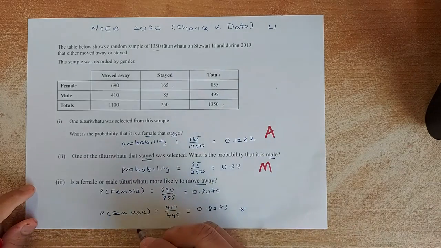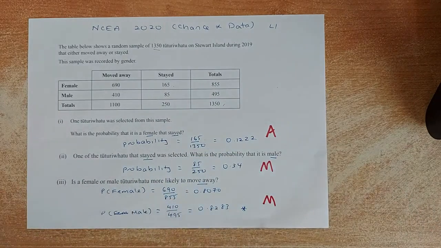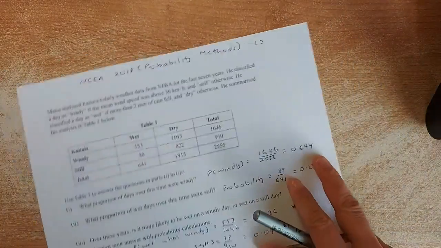So your answer is going to be male is more likely to move away. If you can answer that, that is a merit in NCEA Level 1 chance and data. Okay, great. Now we shall look at the question on Level 2.